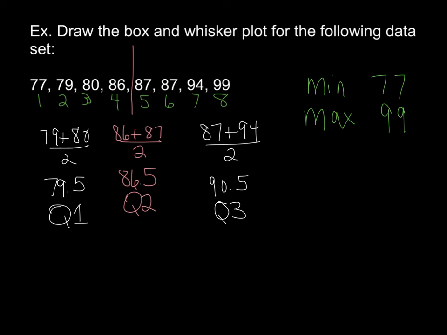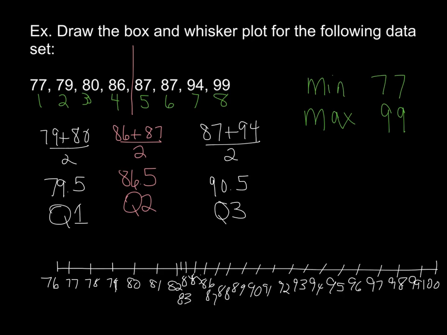So the next thing is actually drawing it. So you start out with a line. You draw a line, and we're going to go ahead and number this line. I'm going to start as low as 76, and I'm going to go as high as 100. And I need to label it in between. Okay, so I numbered it. I know in the 80s there I had to squish them in. I didn't do the best job on here.